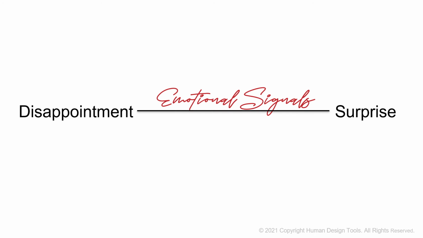The emotional signals for a reflector range from disappointment to surprise. If you don't allow yourself the time to make decisions, you may regret your choices and be stuck. You also see the potential and authentic core in every person and the world and the people around you, and people don't always live up to the potential that you can inherently see.